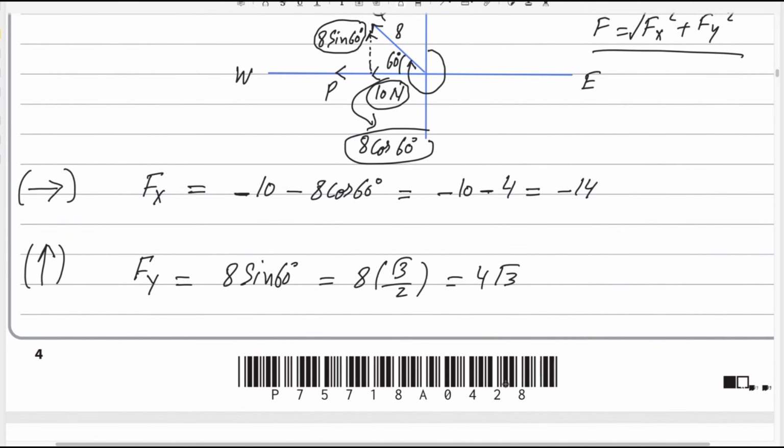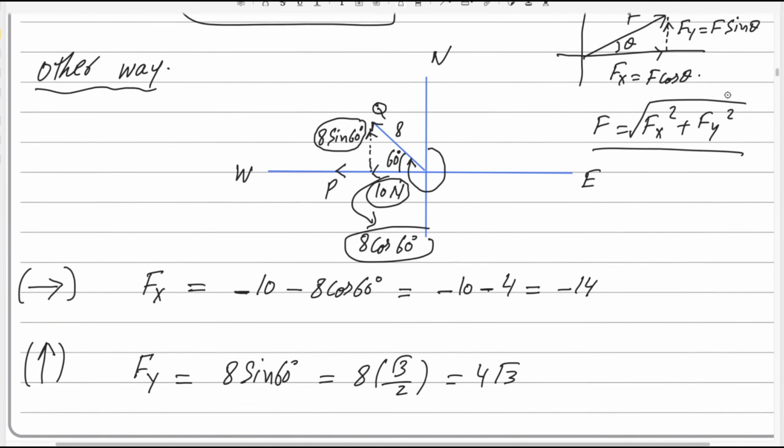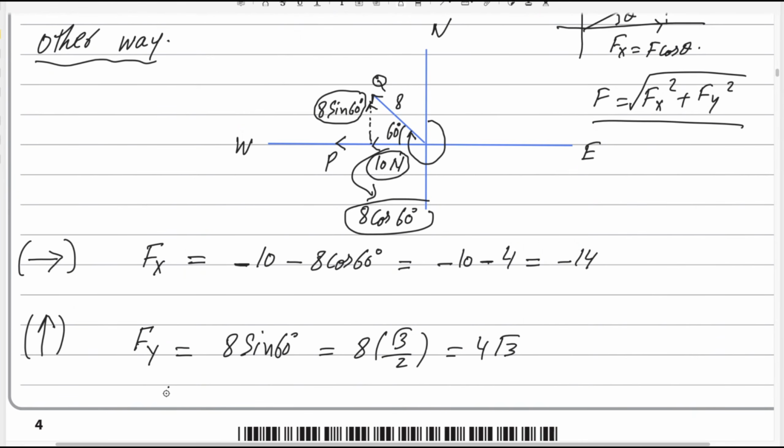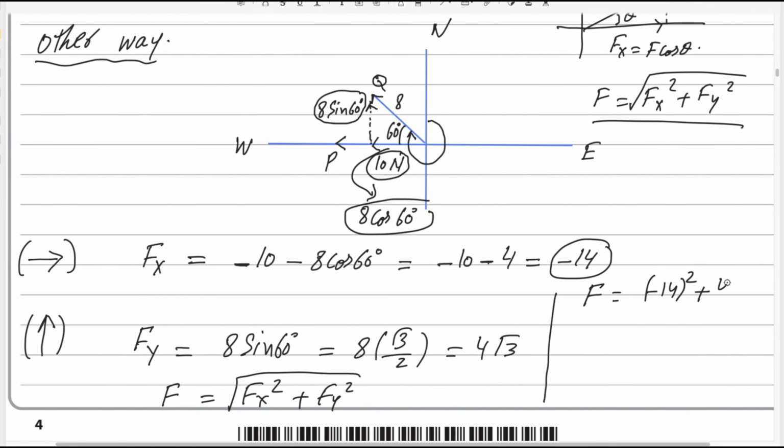Now you need to find the resultant of these two forces. We can use this formula actually. The magnitude of the force F will be equal to the square root of Fx square plus Fy square. Okay, now plug in the values. F will be equal to the square root of Fx, that is minus 14 square, plus 4 square root 3 square. So this is the square root of 196 plus 48. We will get the same answer. F will be equal to 2 square root 61.